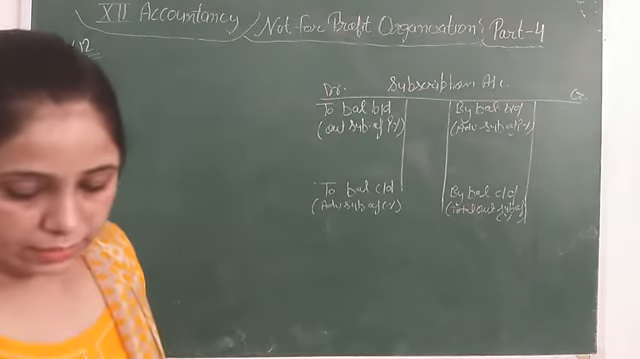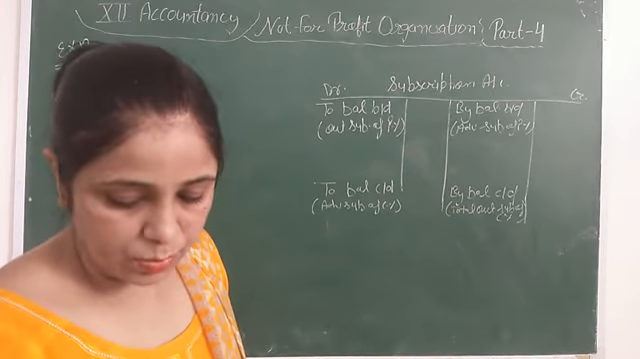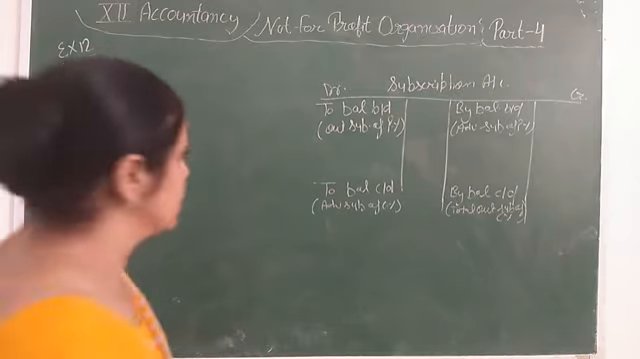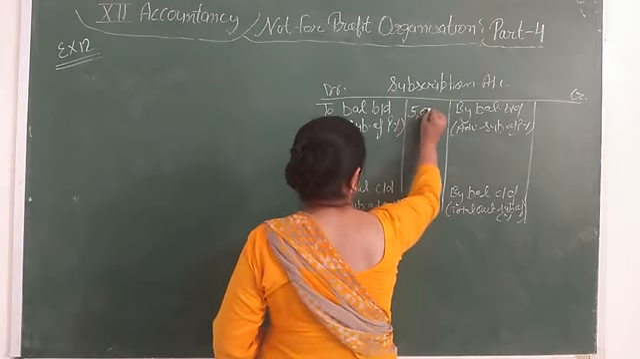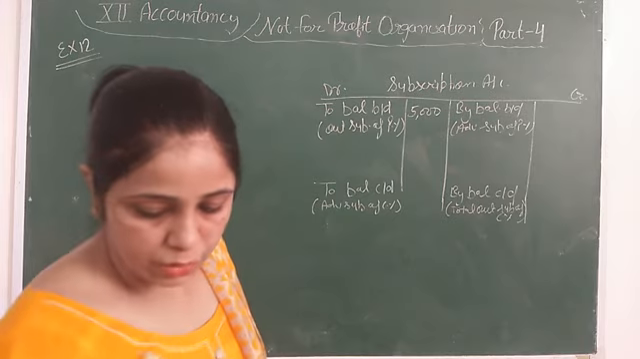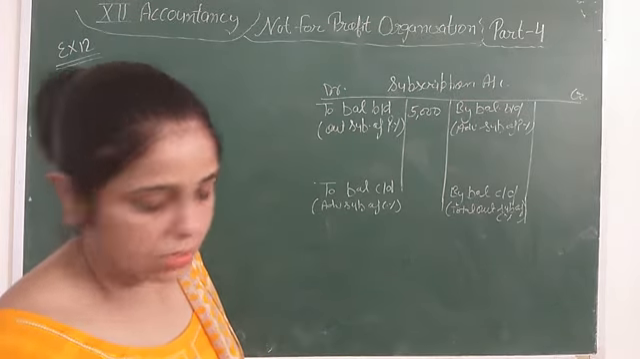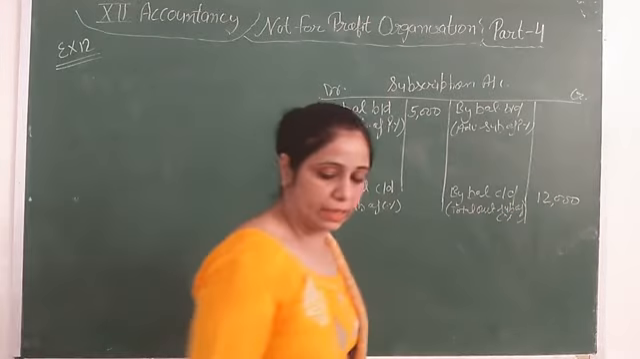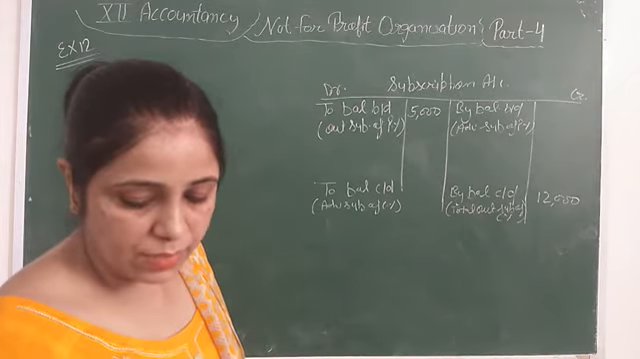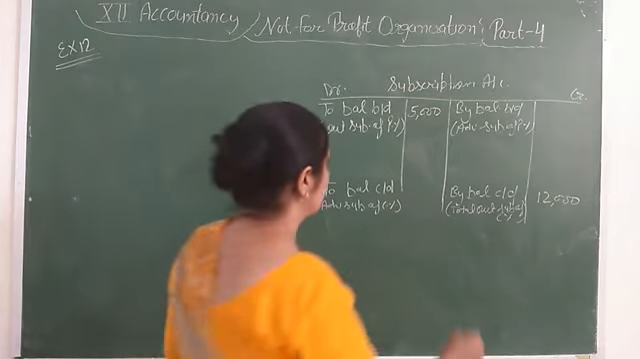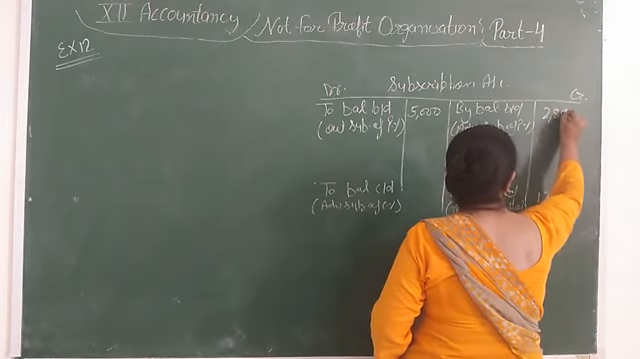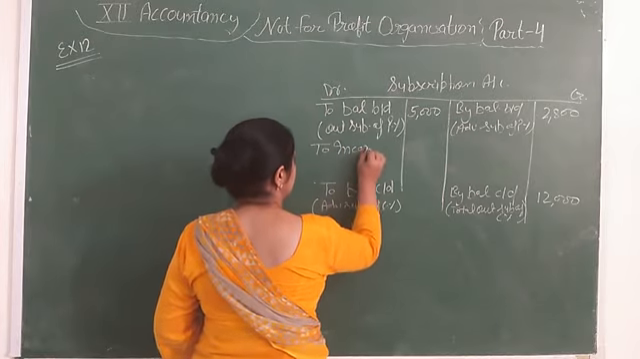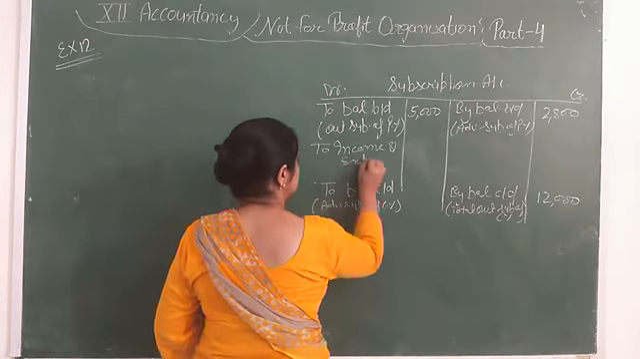In the question it is given that the subscription outstanding on 31st March 2015, the previous year, is 5,000, and the total outstanding subscription on 31st March 2016 is 12,000, the total outstanding of the current year. Advance subscription of 2015, previous year, is 2,800. Here we will write the amount that we will show in the income and expenditure account.